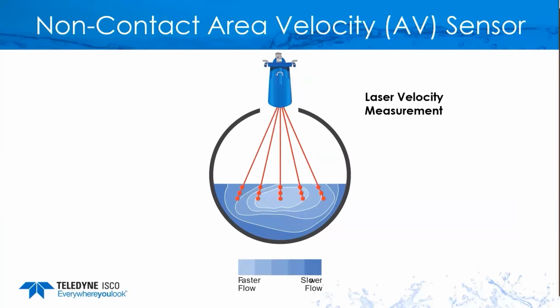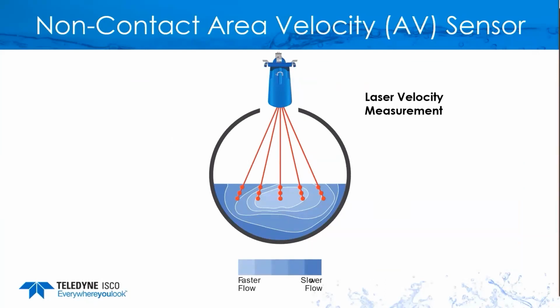And why just below the surface? Because we are reading the peak velocity. And when we know the peak velocity, which happens to be just below the surface of the water, then we can calculate the average. And with the laser flow sensor, we can actually do multiple points.